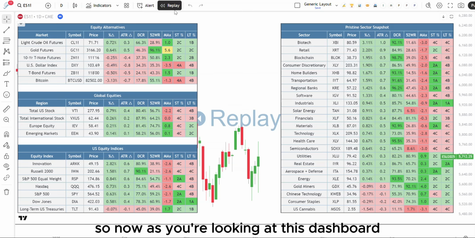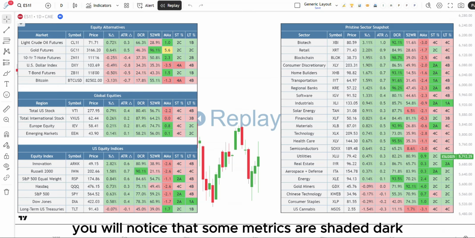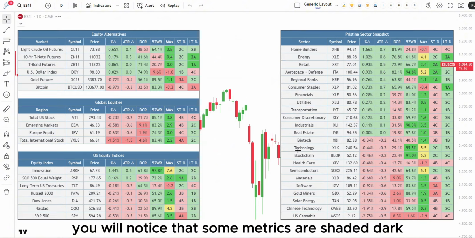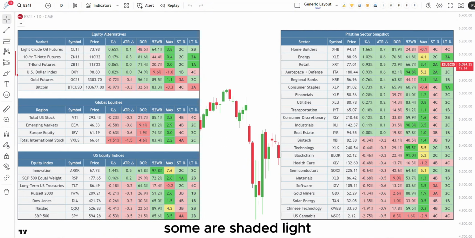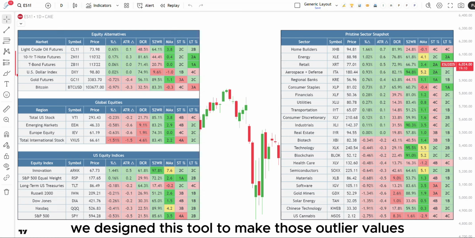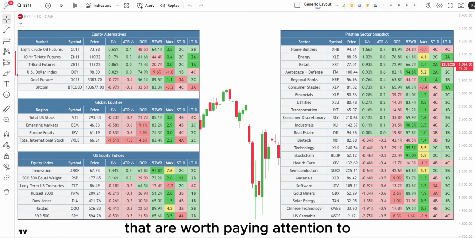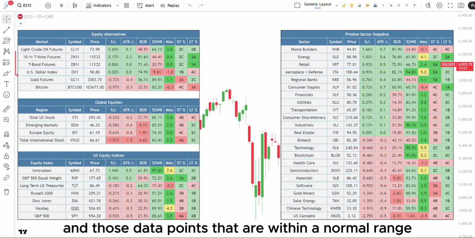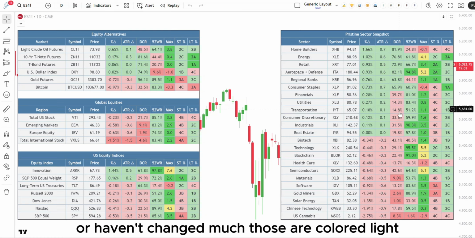So this is very useful if you're trying to study the past to learn about what could happen in the future. So now as you're looking at this dashboard, you will notice that some metrics are shaded dark, some are shaded light. We designed this tool to make those outlier values that are worth paying attention to jump right off the page at you. And those data points that are within a normal range or haven't changed much, those are colored light.